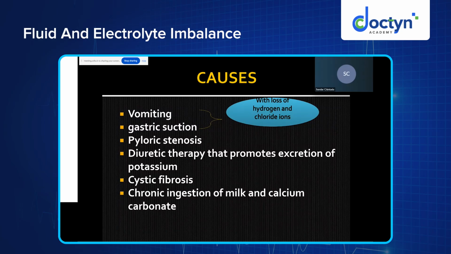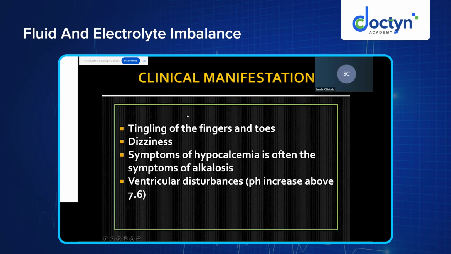Metabolic alkalosis can be caused by vomiting, gastric suction, nasogastric or orogastric suction, resulting in loss of hydrogen and chloride ions. Other causes include pyloric stenosis of the stomach, diuretic therapy that promotes excretion of potassium from the body, a genetic condition known as cystic fibrosis, and chronic ingestion of milk and calcium carbonate. So the patient can present with tingling and dizziness of the fingers and toes, and symptoms of hypokalemia are often the symptoms of the alkalosis. Ventricular disturbance can occur if the pH increases above 7.6.